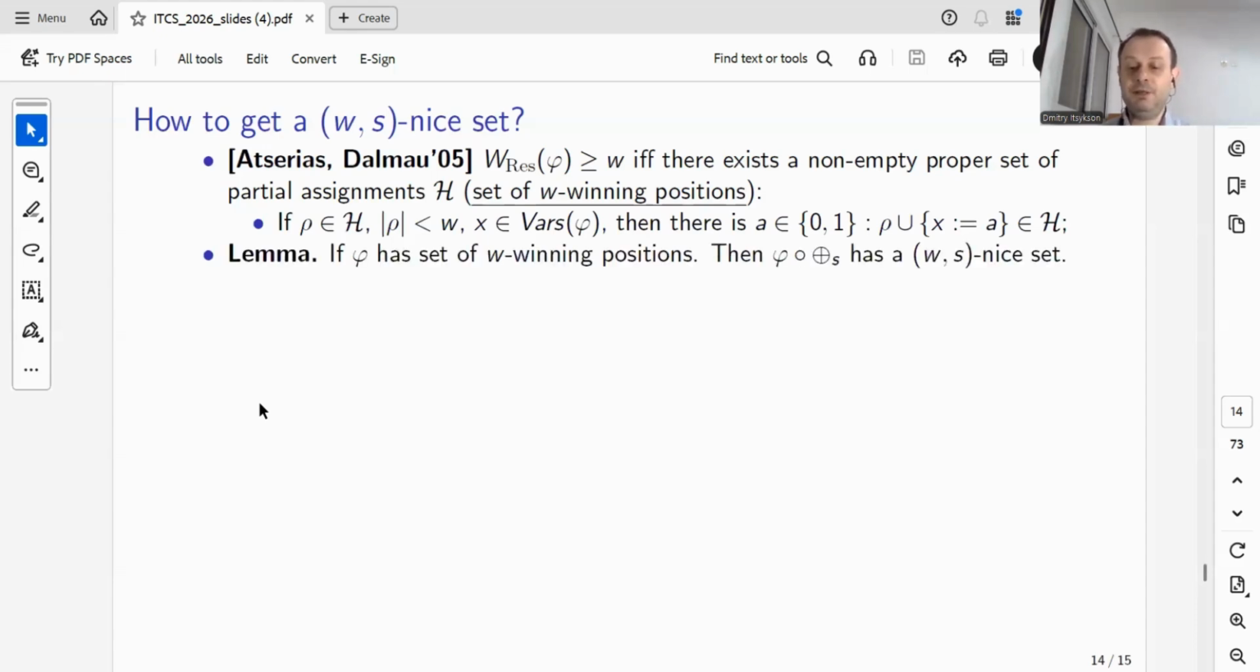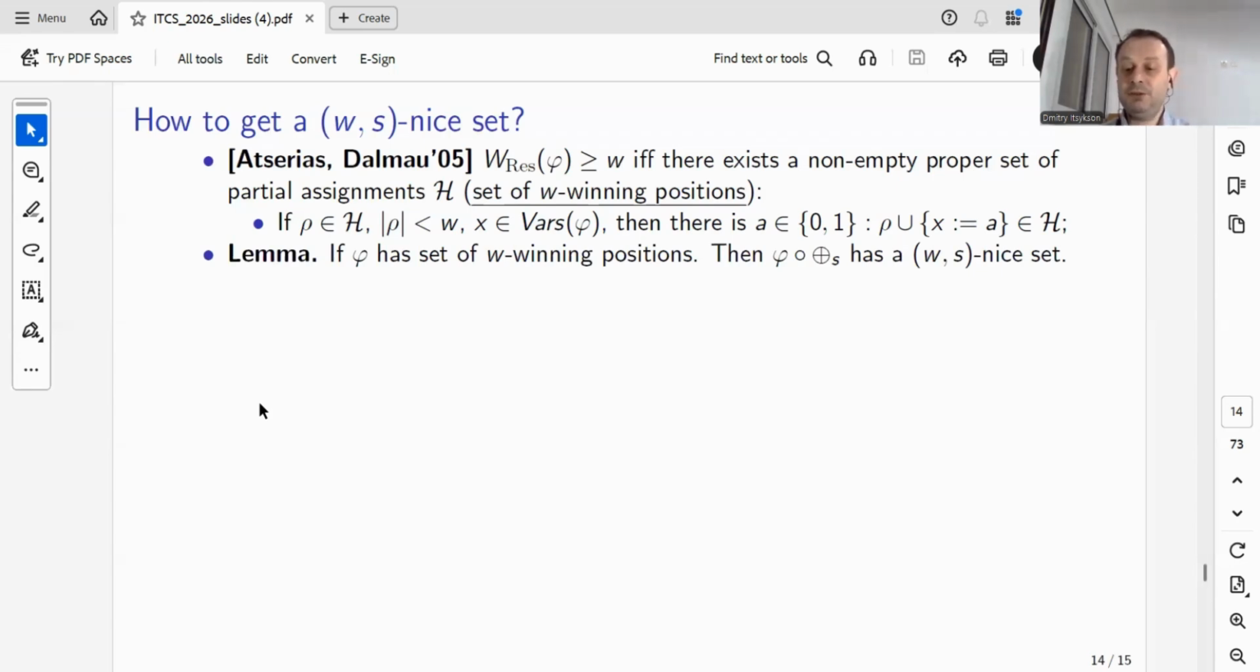Namely, it is possible to prove the following lemma. If phi requires resolution proof of width at least W, then phi, lifted by a parity of size S, has a WS nice set of assignments. The idea is that among S copies of every variable, the first S minus 1 values are not important. It is only important to choose the correct value of the last copy to fix the whole parity in the appropriate way. Now we have the lifting from resolution widths.